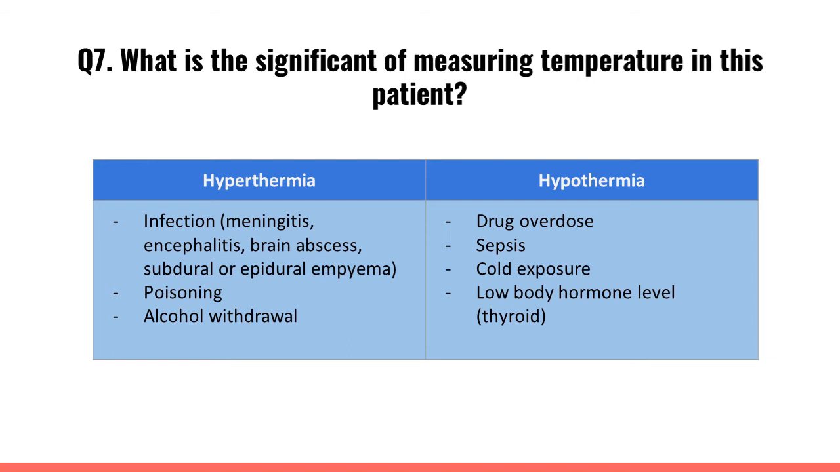What is the significance of measuring temperature in this patient? We can divide it into hyperthermia and hypothermia. If patient is having an increase in temperature or febrile, it can be due to infection like meningitis, encephalitis, brain abscess, subdural or epidural hematoma, or it can be due to poisoning or alcohol withdrawal. If the patient is hypothermic, meaning reduced temperature, it can be due to drug overdose, sepsis, cold exposure, or low body hormone level like hypothyroid.